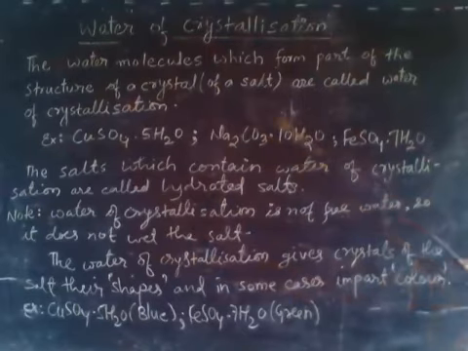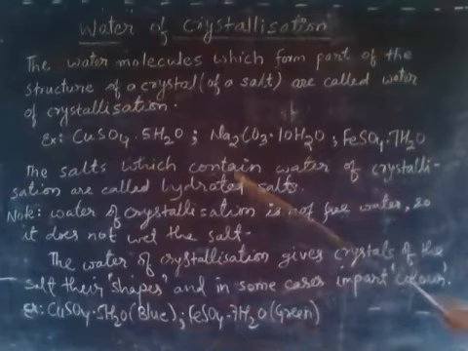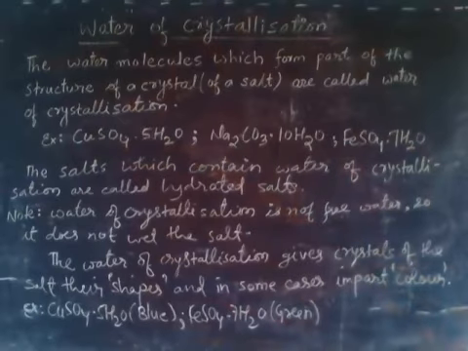And what is the use of this water of crystallization? This water of crystallization is giving the salt its shape. With the help of these water molecules only, they are getting their shape. And also in some cases, they are imparting the color. This copper sulfate, CuSO4·5H2O, you will find in the laboratory that these salts are blue in color.